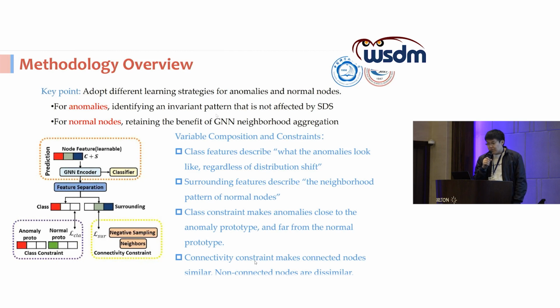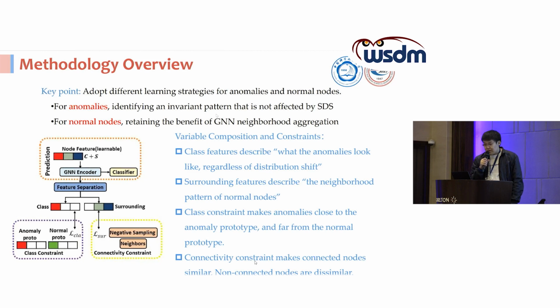Inspired by the variable decomposition algorithm, we separate the original node feature into two sets, the class feature and the surrounding feature. The class feature describes what the anomalies look like, regardless of the distribution shift. And the surrounding features describe the neighborhood pattern of normal nodes.